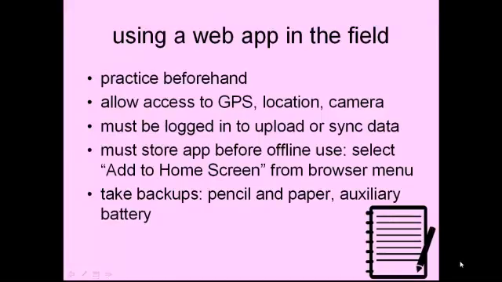To use a web app in the field, you should definitely practice beforehand. You probably will need to allow the app to access your GPS location, possibly even your camera. You've got to be logged in to upload or synchronize data. And in order to use the app offline, you must store it. In other words, you need to select Add to Home Screen from the browser menu. And don't forget to always take backups: pencil and paper, an auxiliary battery for your device, and so forth.